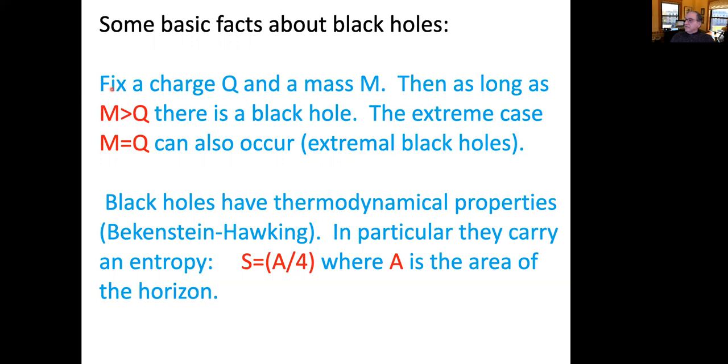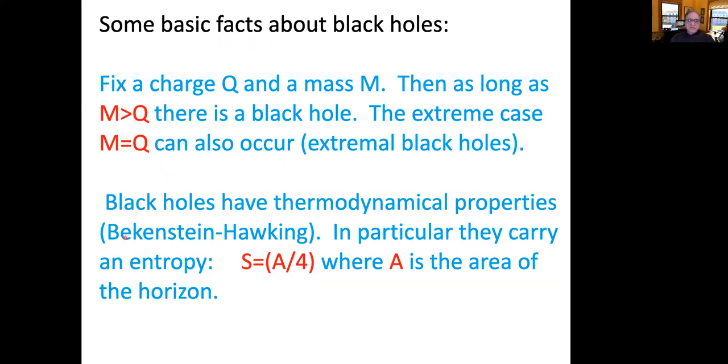So consider a black hole of a fixed charge Q and a mass M. You think of this M as being much bigger than the Planck mass, so it's a big mass black hole. Then, as long as the mass, which I'm denoting here in Planck units, is bigger than the charge, you get a consistent solution of Einstein's equation, and this is called a charged black hole. There's an extreme case of this charged black hole, where M equals Q, and this is called the extremal black hole. But M cannot be less than Q; you don't get a consistent solution to Einstein's equation for M less than Q. So you only have M bigger than or equal to Q.